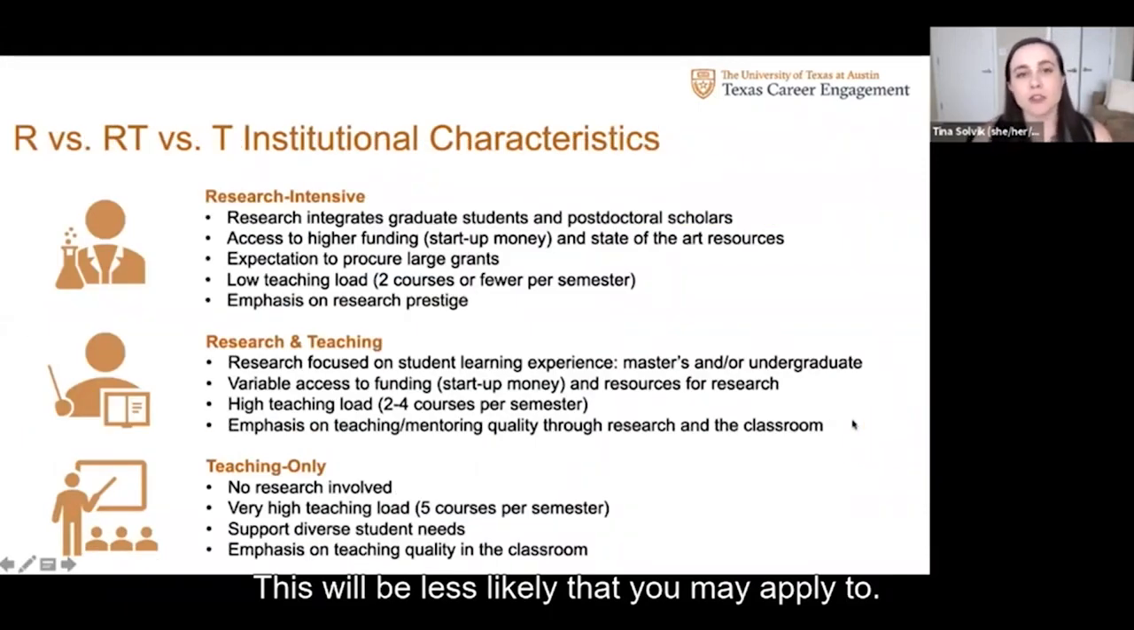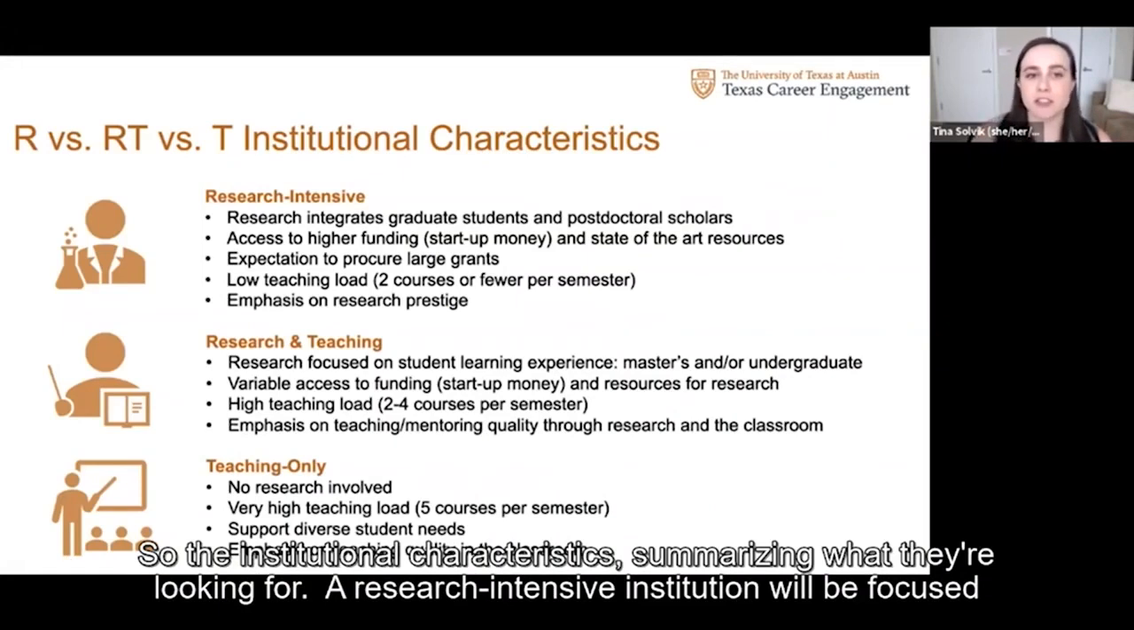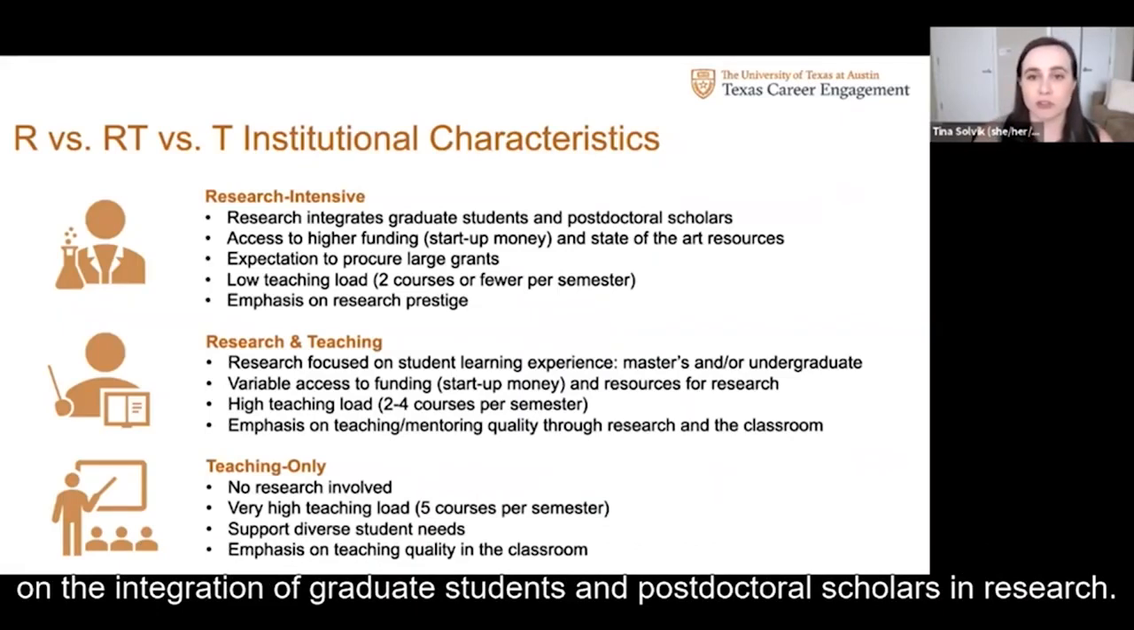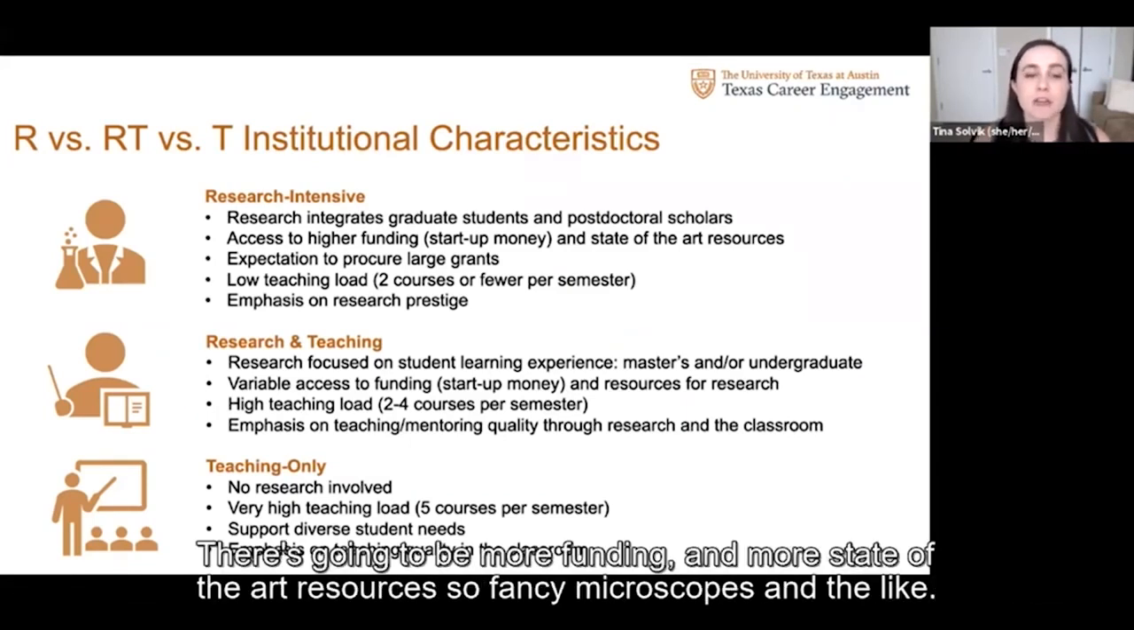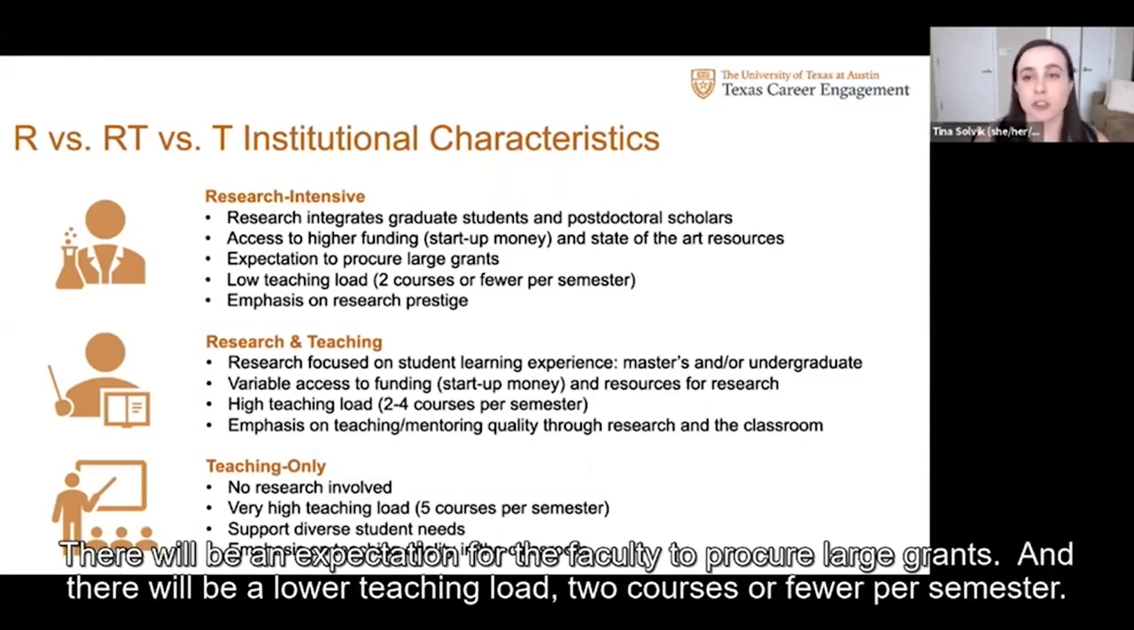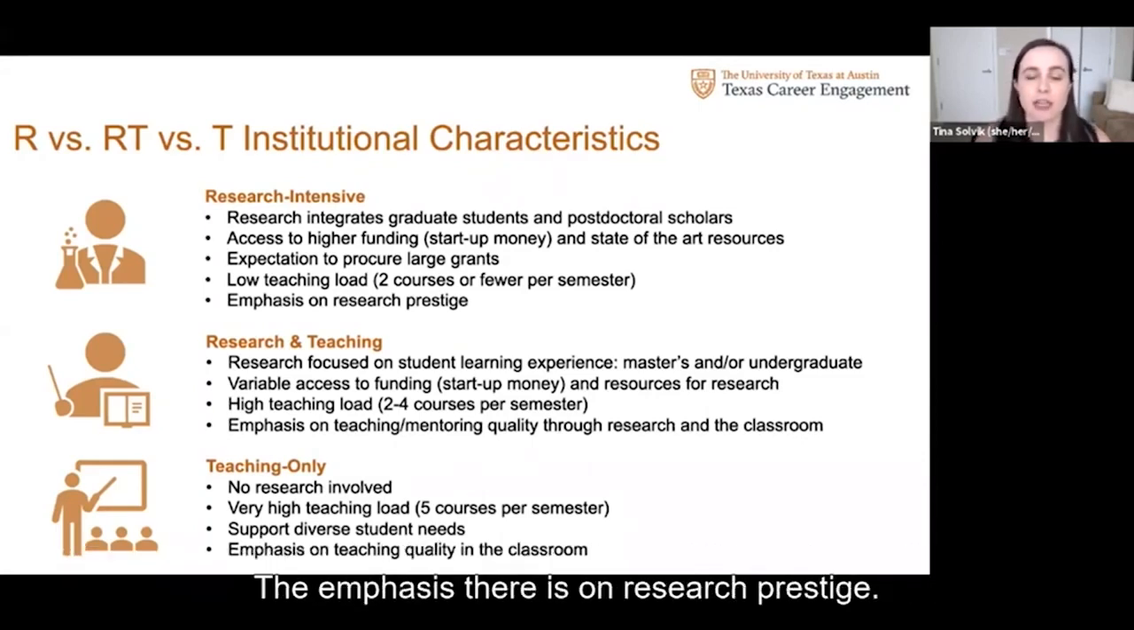So the institutional characteristics, summarizing what they're looking for. A research-intensive institution is going to be focused on the integration of graduate students and postdoctoral scholars in research. There's going to be more funding and more state-of-the-art resources, so fancy microscopes and the like. There's going to be an expectation for the faculty to be able to procure large grants like an NIH R01, and there's going to be a lower teaching load of 2 courses or fewer each semester. The emphasis there is on research prestige.